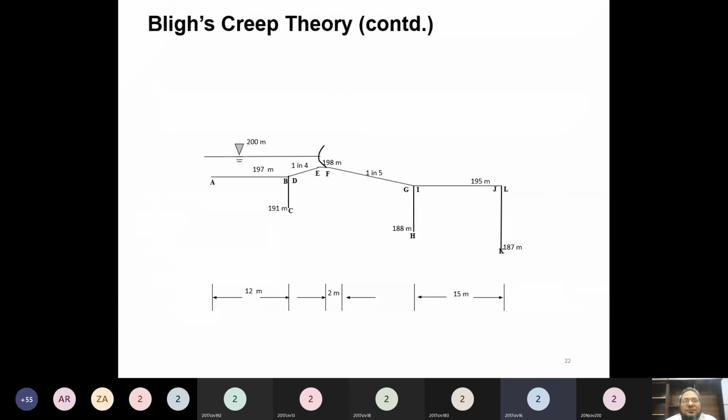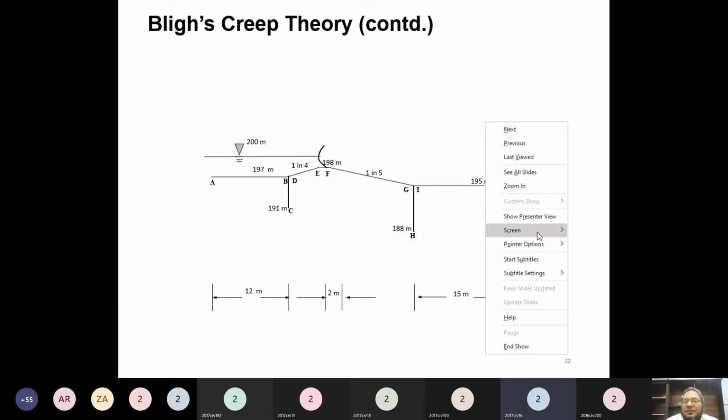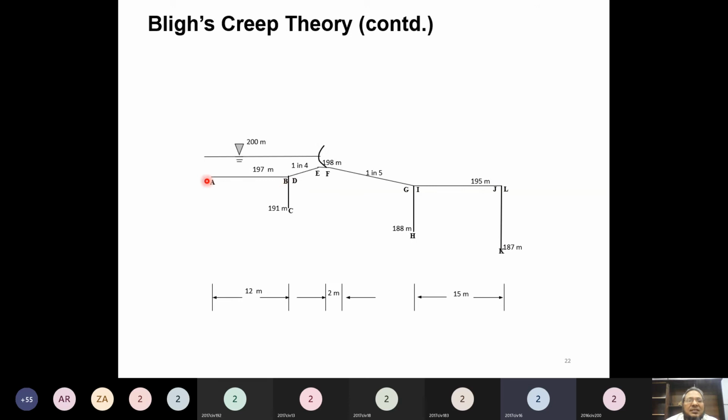Okay, in this problem, the original barrage problem has come. This is the upstream concrete floor, this is the upstream glacis, this is the crest, this is the downstream glacis, and this is the downstream concrete floor. How many sheet piles are given in this? 3. This is the upstream, this is the intermediate, this is the downstream sheet pile.